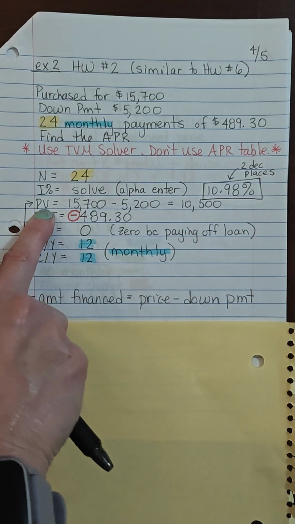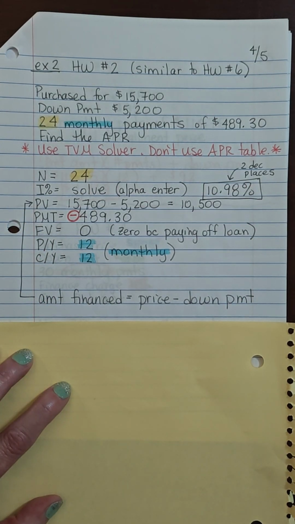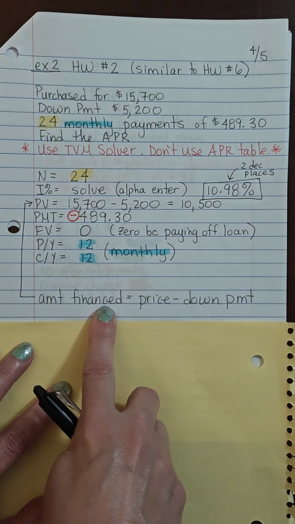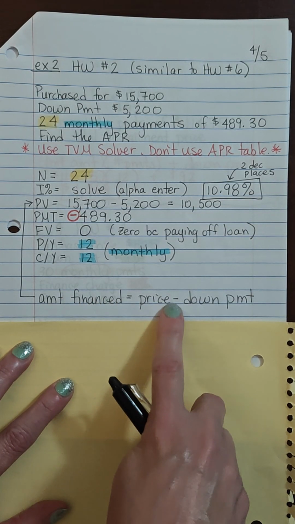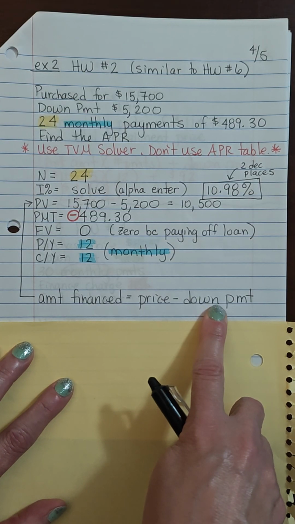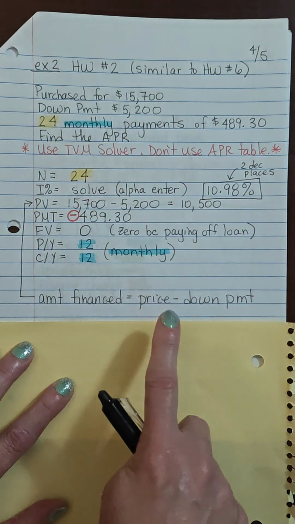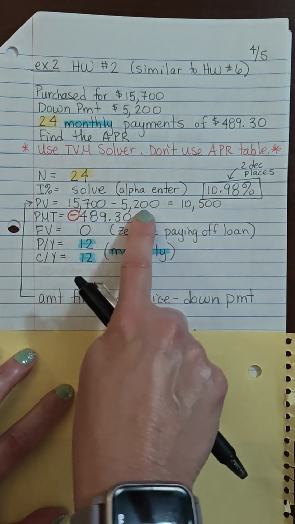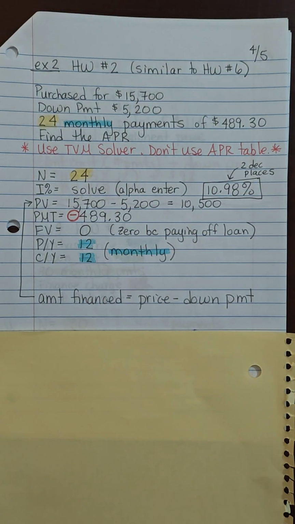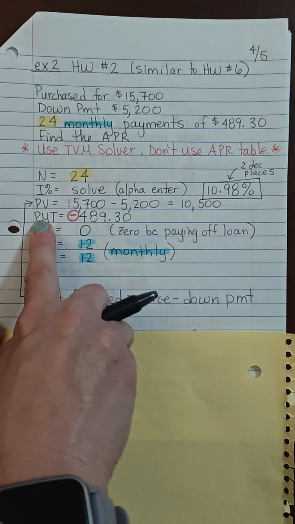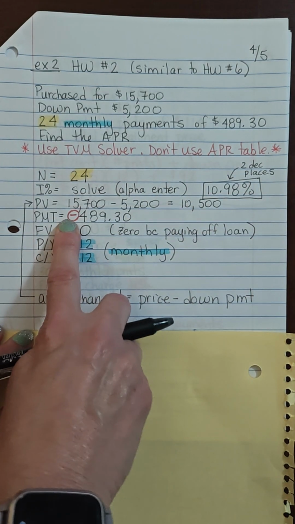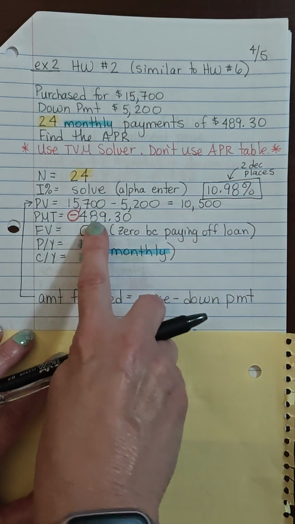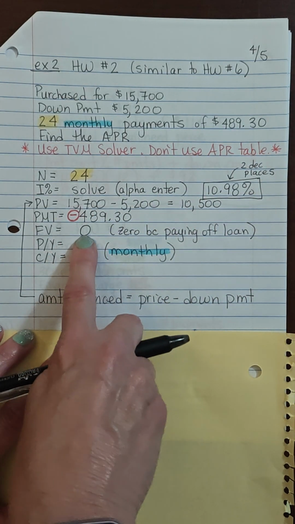The present value. The present value is the amount of the loan or the amount financed. It is going to be the price minus the down payment. The price up here is $15,700 minus that down payment. Now, you don't have to do that calculation separately. You can type that into the TVM solver and it'll do that computation for you. And I'll show you what I mean by that. All right, the payment is $489.30. Let's ignore that negative for a second, okay? I'm going to show you why I put that in there later. So $489.30. Future value is 0.